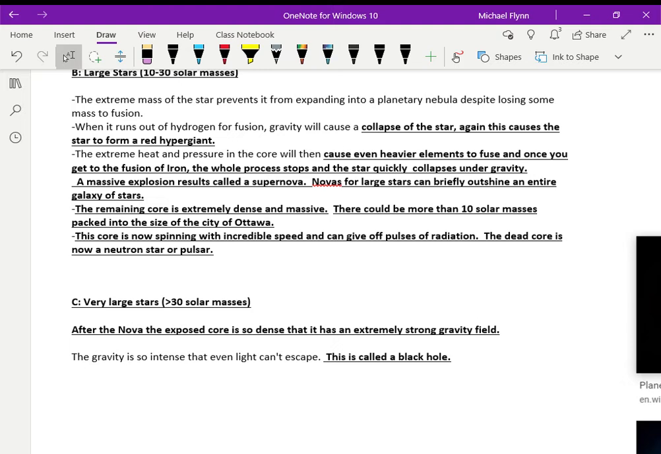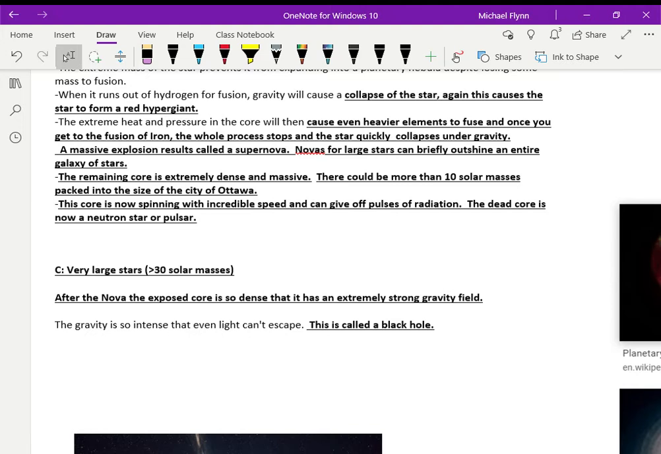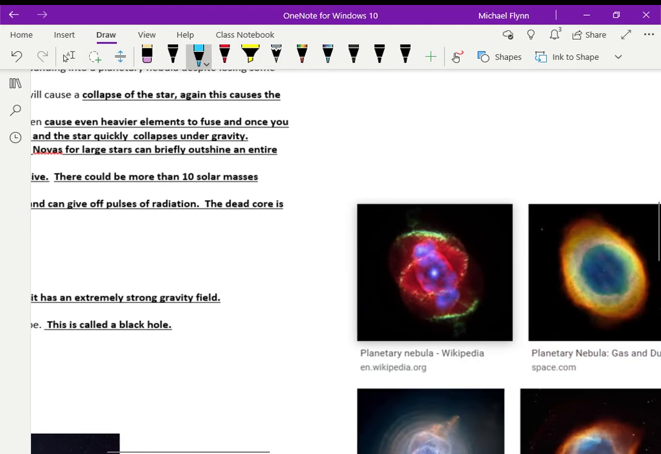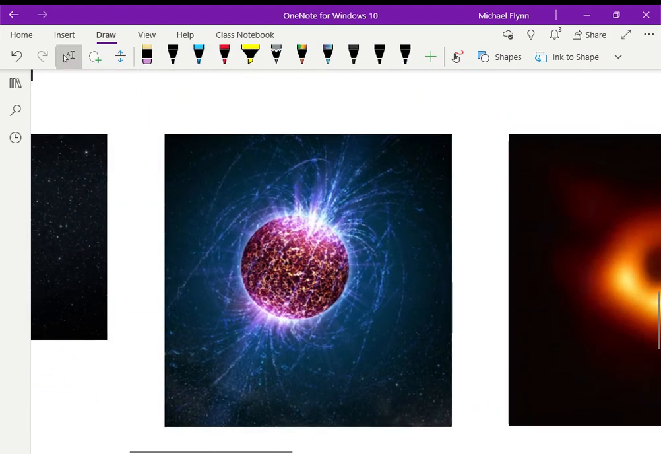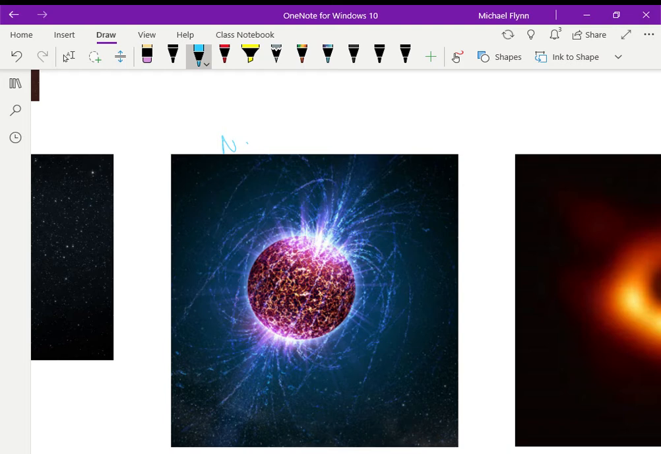So we call the dead core of some of these massive stars neutron stars. They're not really stars anymore, but that's what they're called. Because they release pulses of radiation, we call them pulsars. So, neutron stars or pulsars, the dead core of a supermassive star. Now I think I have a picture. This picture here is a neutron star.